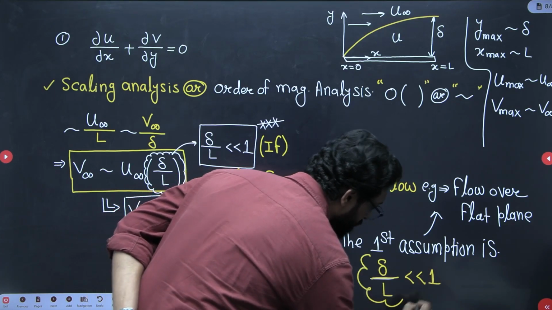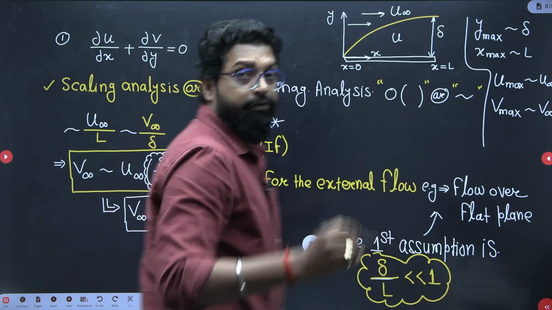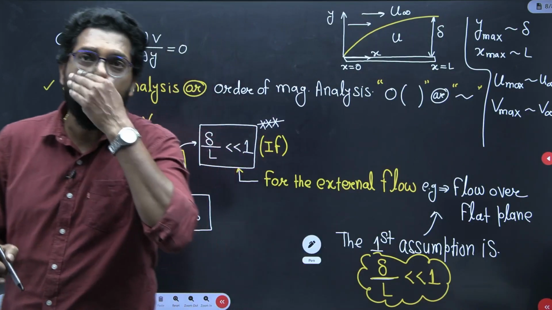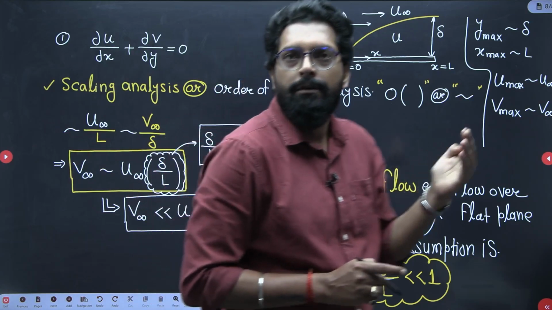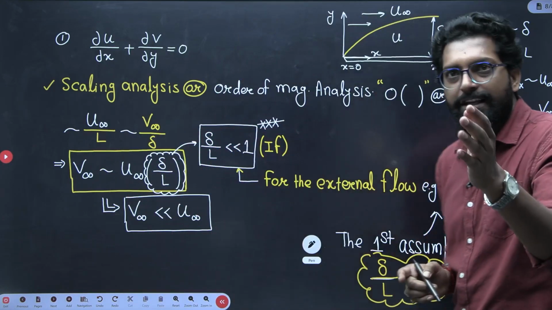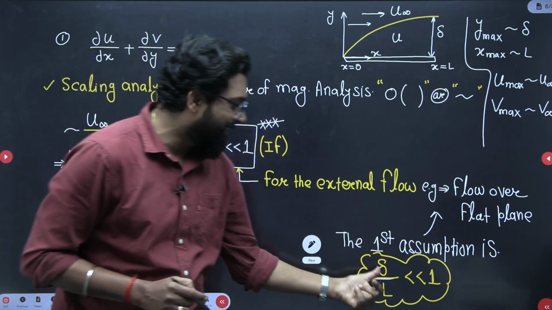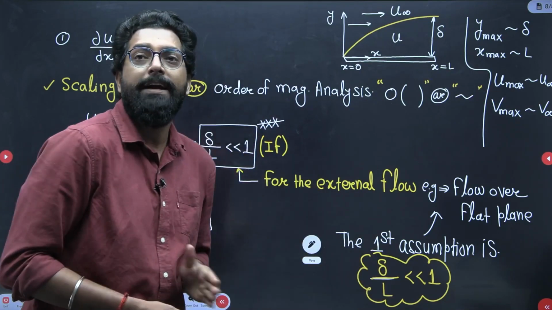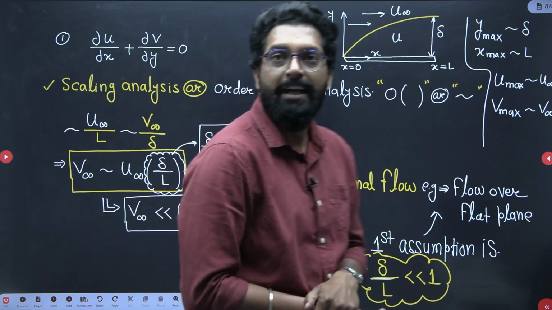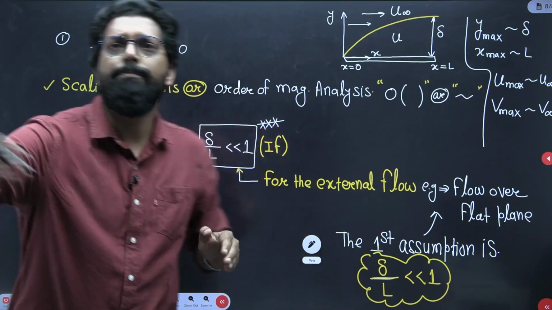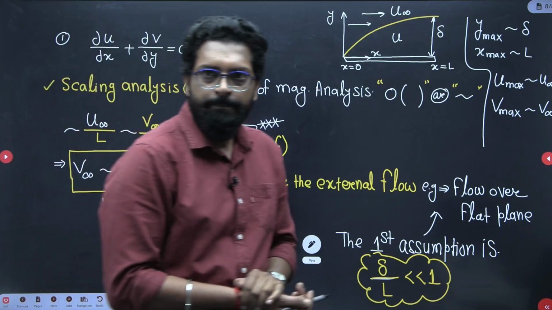Someone asked you, what is the first assumption? That is, what is the main assumption? What is the basic assumption while you are studying the boundary layer theory? The basic assumption is that the boundary layer thickness divided by the length of the plate is much less than 1. That means a very thin boundary layer thickness as compared to the length of the plate. Clear?